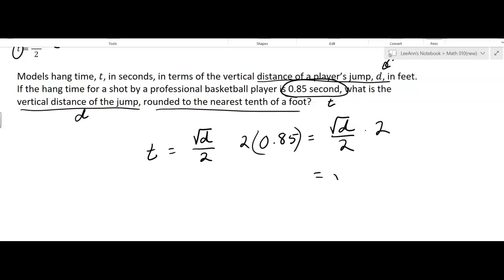And then, I don't know, what's 2 times 0.85? Well, that's why I have a calculator. I should be able just to do it in my head, but... Okay, 1.7.